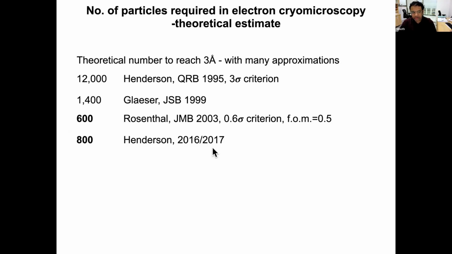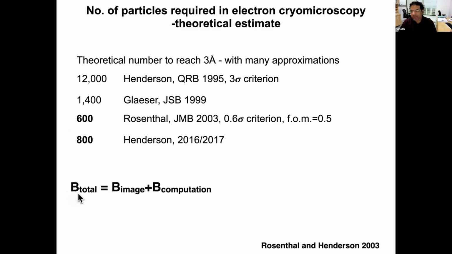This is mainly because of what we call the B factor, which is a combination of the B factor in the image, and how accurately we can determine the orientation of the particle, which is the B computation. These two together contribute to limiting the resolution we can obtain, and the number of particles which we typically use in a structure determination project.